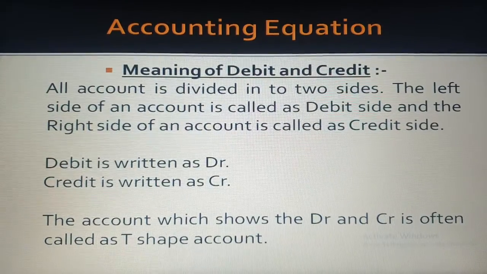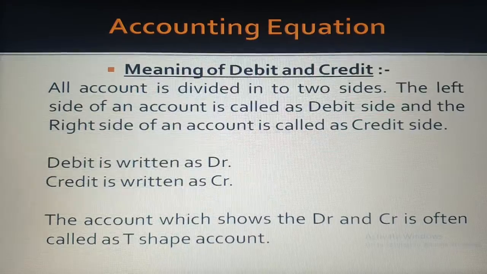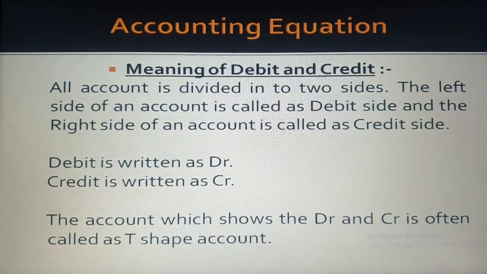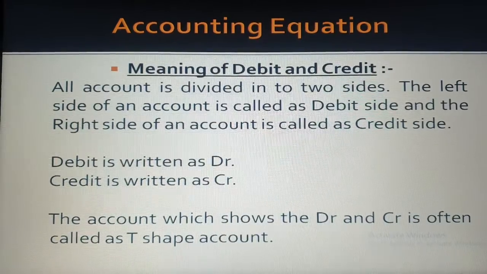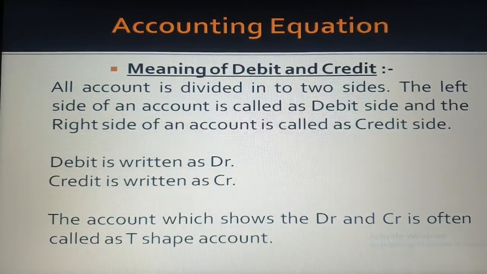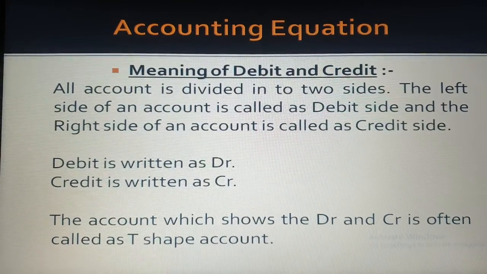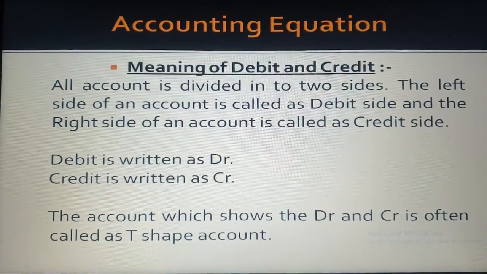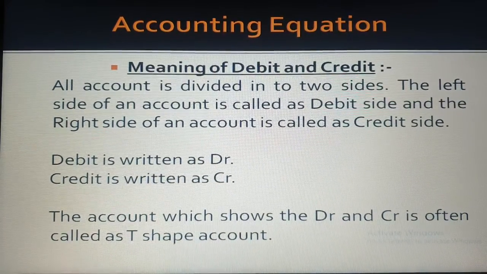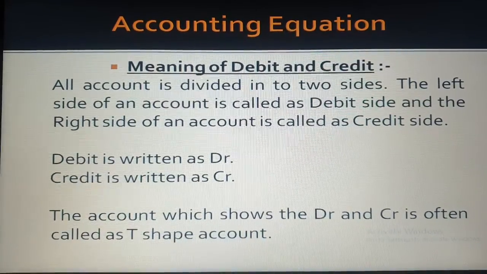But before that, you must know the meaning of debit and credit. All accounts are divided into two sides. The left hand side of an account is called the debit side and the right side of an account is called the credit side. In short, debit is written as DR and credit is written as CR. DR will be written on the debit side and CR will be written on the credit side, that is, the left hand side and right hand side.